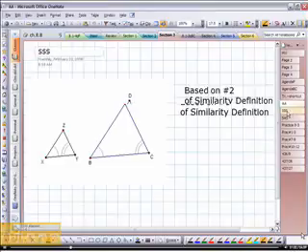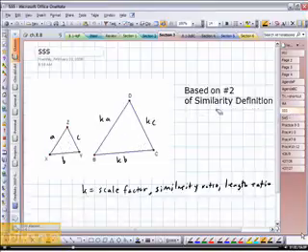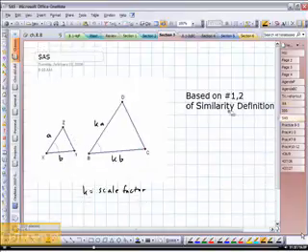We also have SSS. SSS is based on number 2 of the similarity definition, where k is a scale factor. It's also sometimes called a similarity ratio or a length ratio. The idea is that these sides would be A, B, C, and these are kA, kB, and kC, so that every side over here is the same as every one here multiplied by some constant k, and so the sides are proportional. And then we have SAS, which is a combination of parts 1 and 2 of the similarity definition. We've got a side-angle-side triplet, where the angle has to be the same, and the sides are proportional by, again, this scale factor.